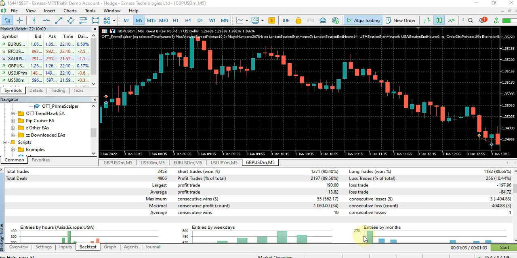This expert advisor is a gem. It had a total of over 2,000 trades and it returned a 90% win rate. No crazy drawdowns, just steady growth. So the backtest just tells part of the story.